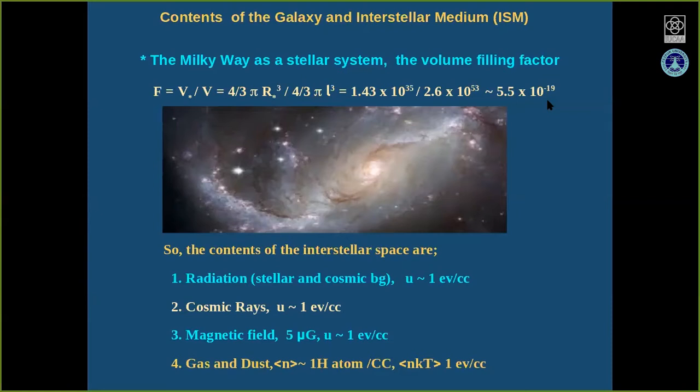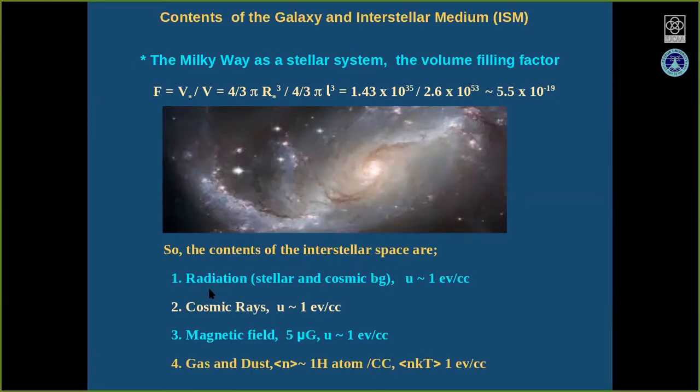Now the question is, what else is there in our Milky Way galaxy? Generally the medium between two stars, or between any star and you, we call the interstellar medium. So the remaining volume of our Milky Way galaxy is basically covered by the interstellar medium. Now the question is, what are the contents of our interstellar space or interstellar medium?